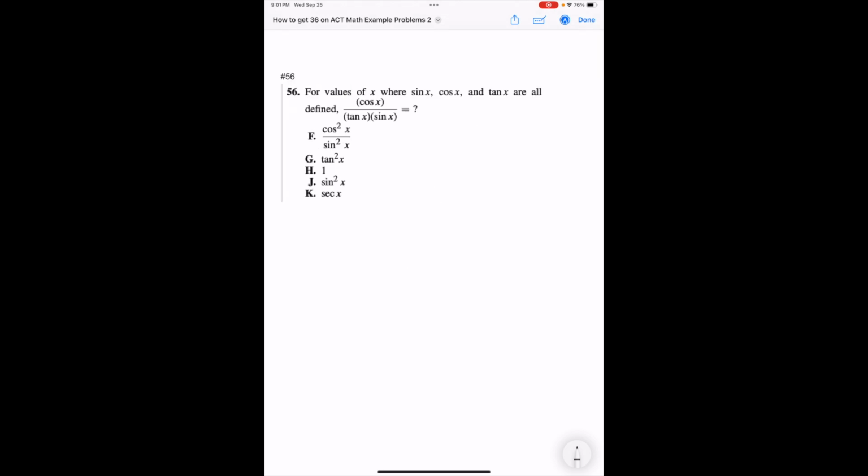Okay, so question number 56 says that for values of x where sine of x, cosine of x, and tangent of x are all defined, what is cosine of x over tangent of x times sine of x? So let's rewrite this. So we know that the top is cosine of x, but then tangent x we know is sine of x over cosine of x, and then times sine of x, because we know that this is the same as tangent x.